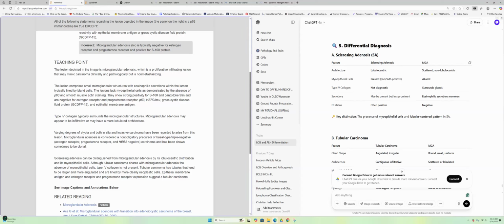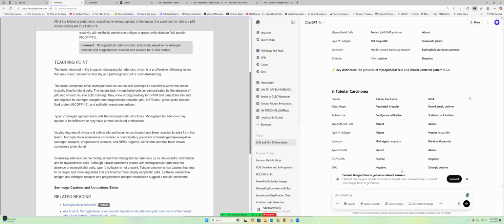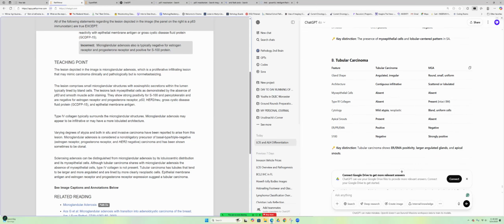Myoepithelial cells are present in sclerosing adenosis, so it will be p63 and SMA positive, negative in MGA. Type 4 collagen surrounds the glands in MGA. Secretion may be present but less prominent in sclerosing adenosis, but intraluminal secretion is common in MGA. ER is often positive in sclerosing adenosis but negative in MGA.